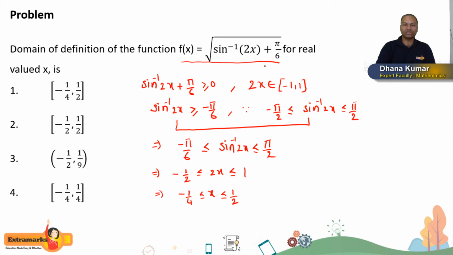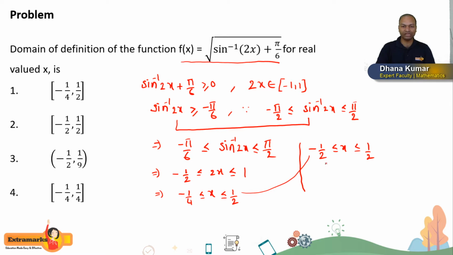But observe the starting step, dividing both sides by 2. Then minus 1 by 2 is less than or equal to x, less than or equal to 1 by 2. Now find the common area, that is the final answer. So the common area is minus 1 by 4 to 1 by 2. Which option is correct? The first option is correct. Understood? So x belongs to minus 1 by 4 to 1 by 2. That is the domain of the given problem.